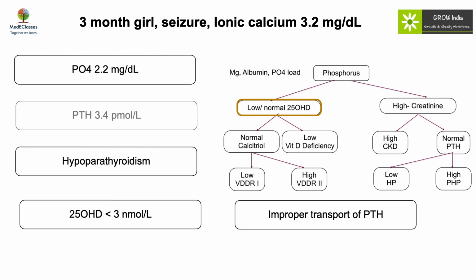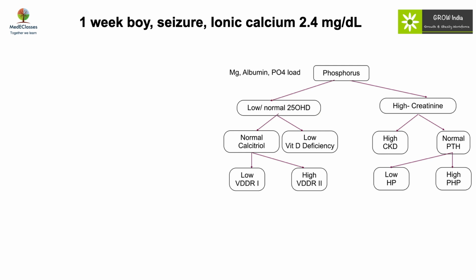What turned out in this case was that the PTH was not appropriately transported, and therefore this PTH, which was found to be low, was false. So if the phosphorus level is normal or low, the possibility of hypoparathyroidism is extremely low. We have to consider inappropriate transport or a pre-analytical issue in PTH, as observed in this case.